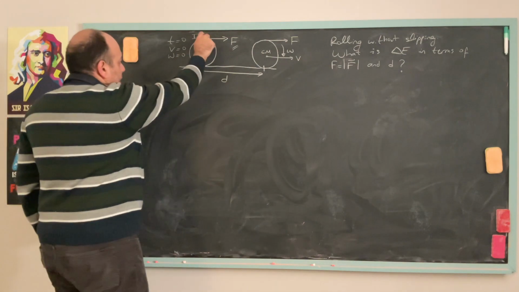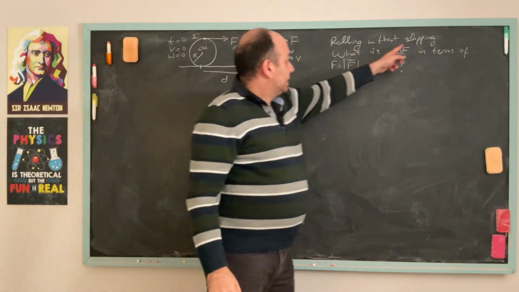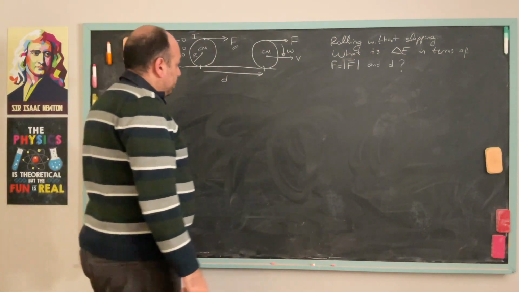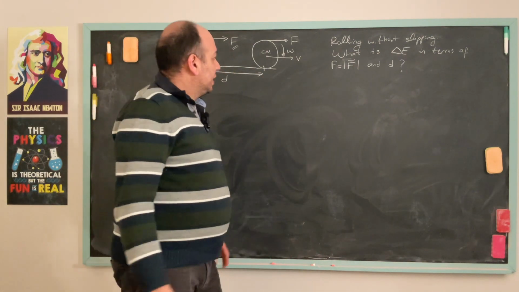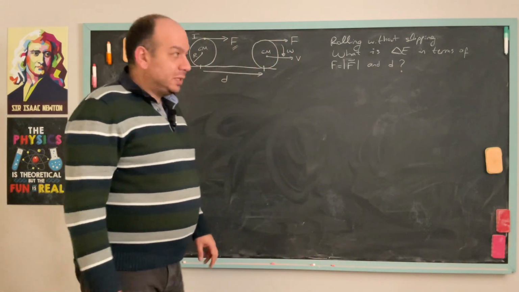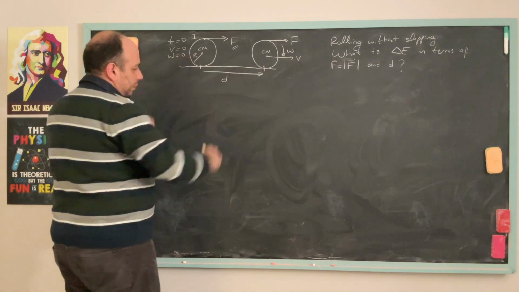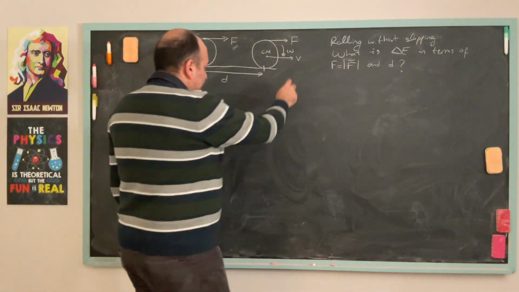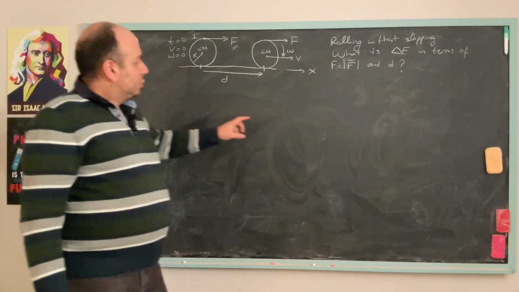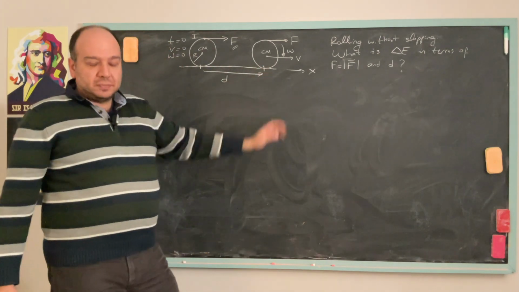Initially it's at rest, and then there is an external force being applied on the system like that, at this point. And then the system rolls without slipping. I hope we all know what it means. So the question is, what is the change in the total mechanical energy of the system as it travels a distance d to the right? I'm calling this direction my positive x direction. I want to get my answer in terms of F and d.